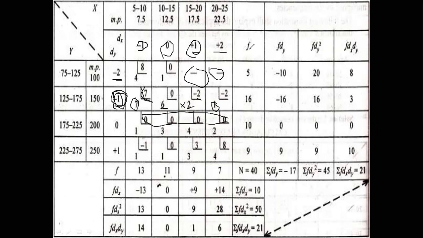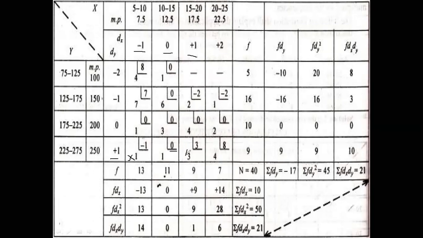Next one is 1. As we can see here, we have 1 and here we have -1. Do the multiplication: -1 into the frequency, which is 1, the value will be -1. 1 into 0 will automatically be 0. Then we have +1 into +1, multiplied by 3, so it is 3. And here we can see +1 into 2, 2 into 4, the value will be 8. So in that manner we have calculated all these block values. I hope it is clear to everyone.